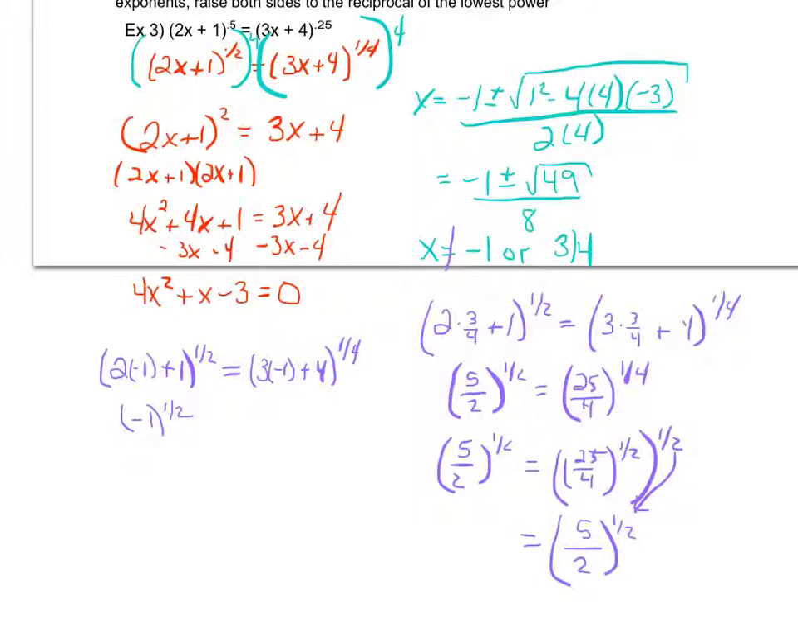That's me doing it without a calculator. You could also at this point have put this side into your calculator and approximated, as well as put this side into your calculator and approximated and checked, do my two sides truly equal one another? That then will be my only solution.